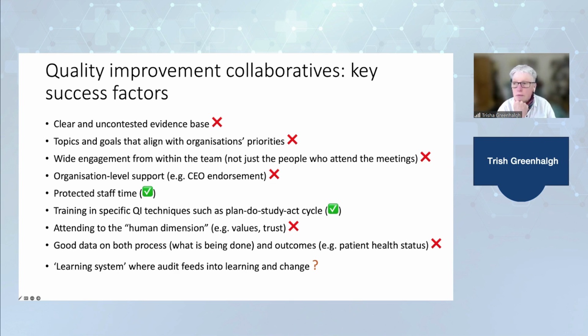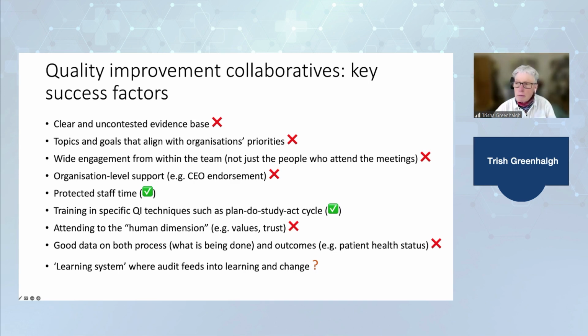Organization level support: if you want to do anything in an organization, the CEO's got to endorse it and back it and drive it. We did have protected staff time, but perhaps not enough. We did train people in specific quality improvement techniques, such as Plan, Do, Study, Act. Perhaps we didn't train them hard enough or intensively enough. Perhaps we should have actually gone out to the clinics rather than doing it online.